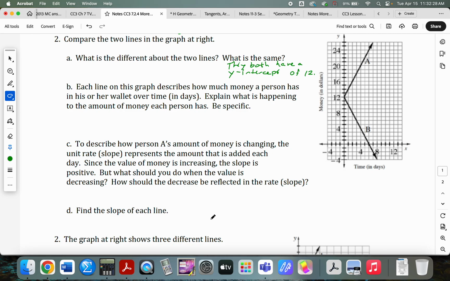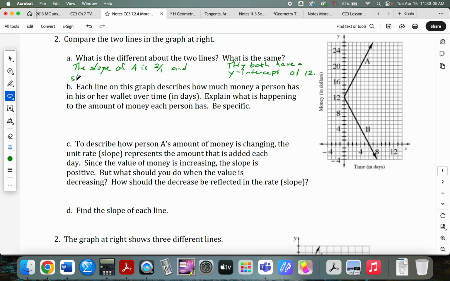What's different about the two lines? Again, someone raise your hand. I'll take a volunteer. Yes, sir. The slope. Could you be more specific than that? The slopes are opposite. So let's be even more specific. What is the slope of A? It's two over one. The slope of A is 2/1.